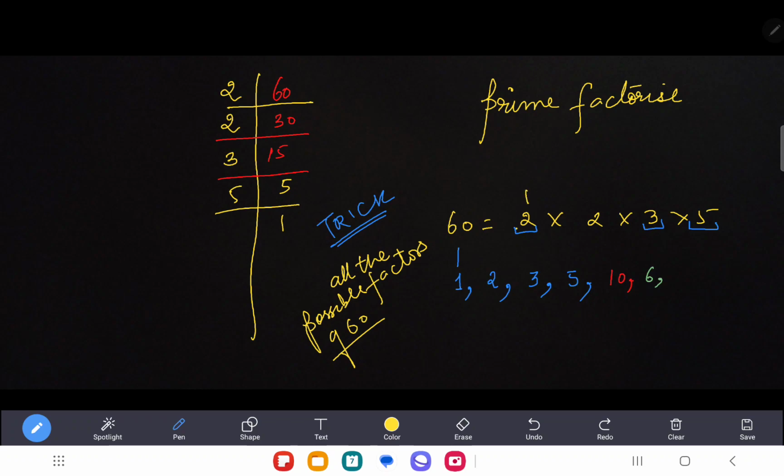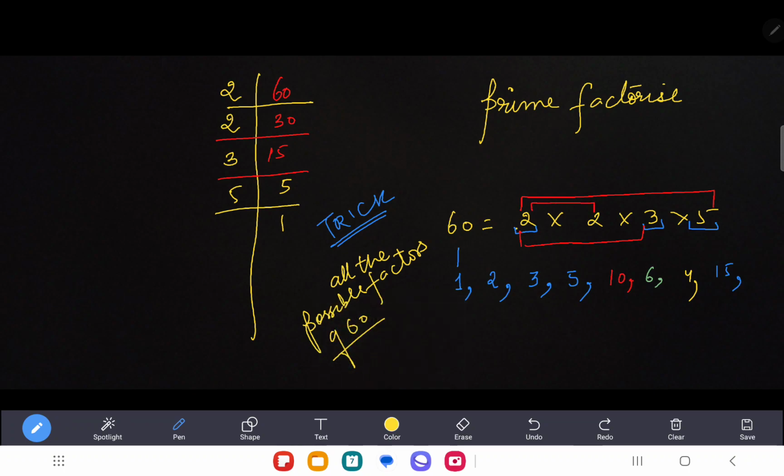So now see, 2 times 2, Adam, 4. 4 is also a factor of 60. Are you understanding? 5 times 3, 15 is also a factor of 60. Are you understanding? So we have done two clubbing. How have we clubbed? We have clubbed 2 with 5. We have clubbed 2 with 3. We have clubbed 2 and 2 together. 3 clubbings we have done.